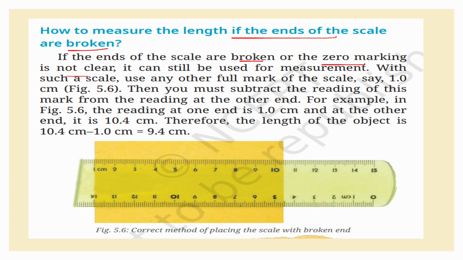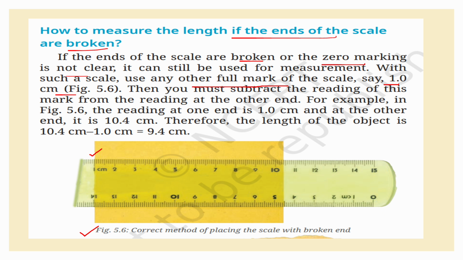Suppose the ends of your scale are broken or the zero marking on your scale is not clear. Then that scale can still be used for measurement. With such a scale, use any other full mark of the scale. If the zero marking is not visible, you can use any other full mark, say 1 centimeter. See figure 5.6. Here the zero marking is not there, so this 1 centimeter mark is used.